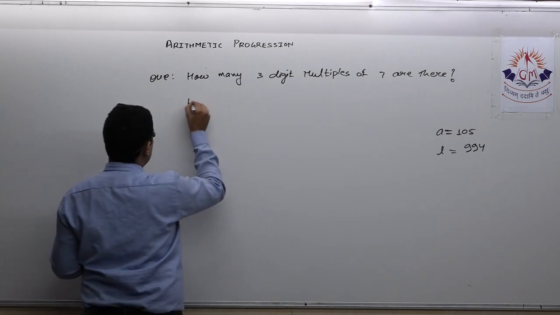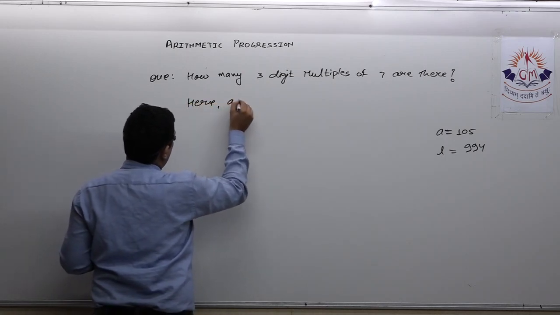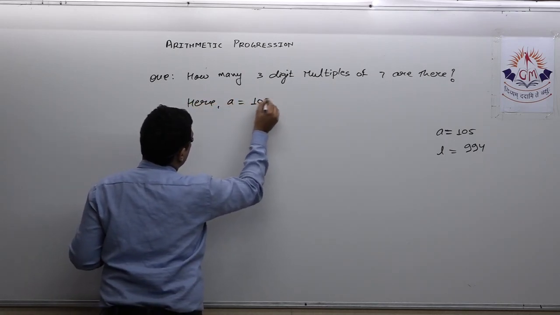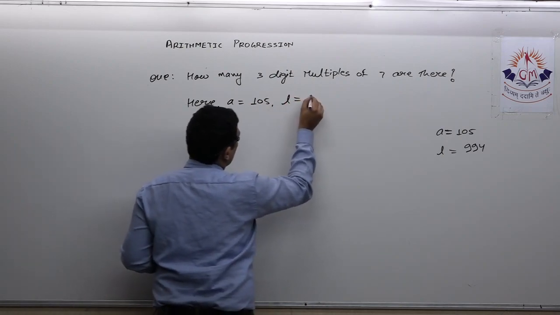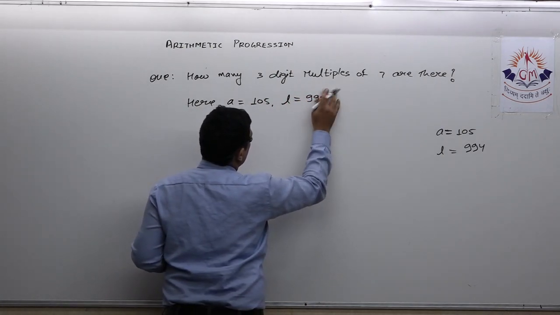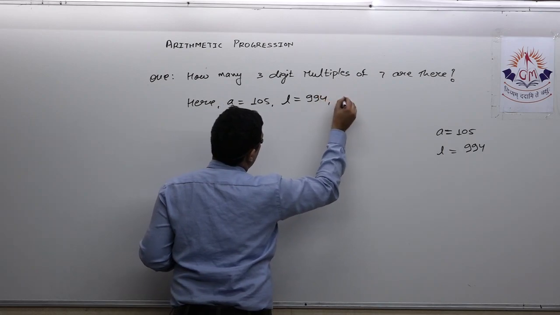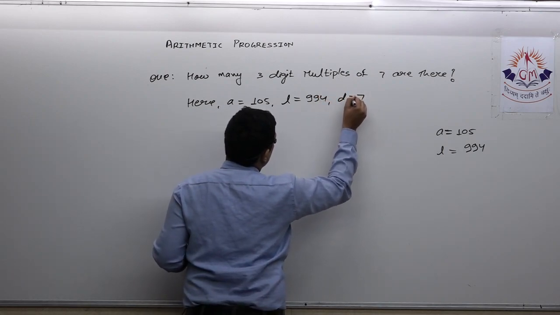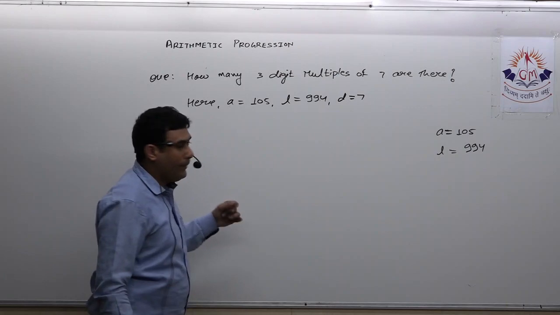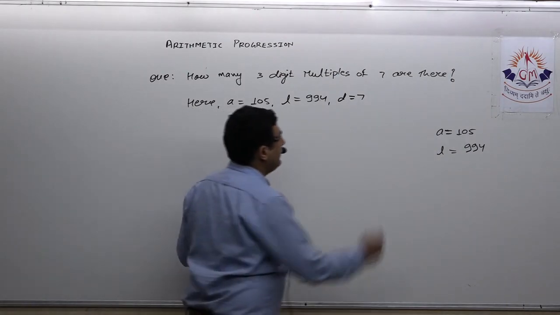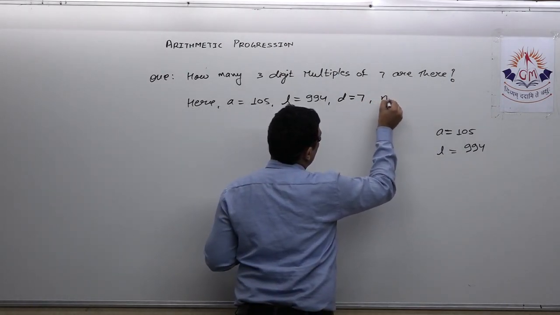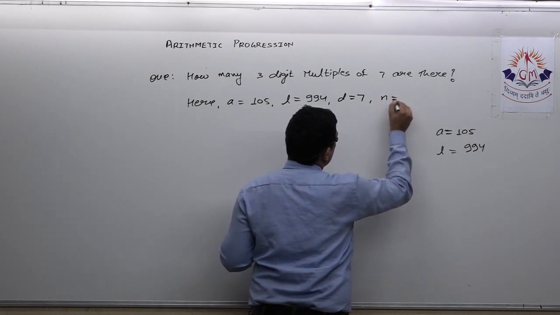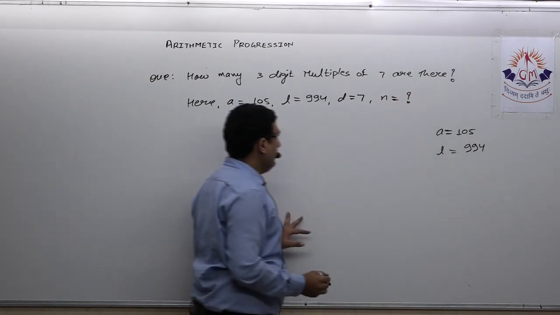So here A is equal to 105, L is equal to 994 and D is equal to 7. Now what do we have to find? The number of terms. That means N we have to find. Let the number of terms be N. So I have to find N.